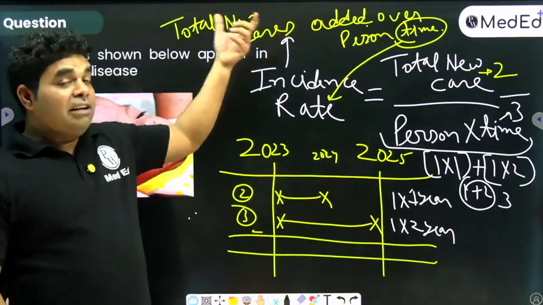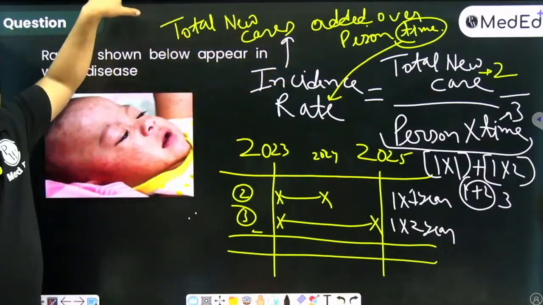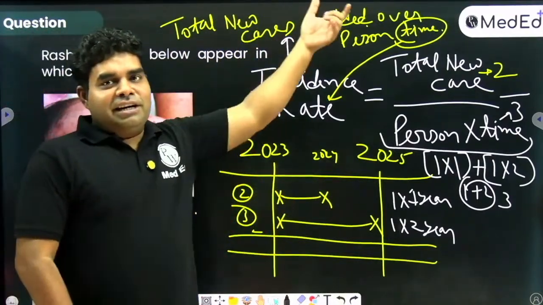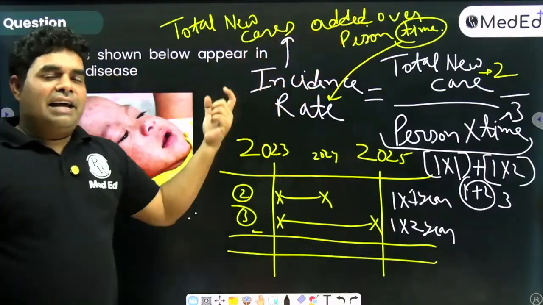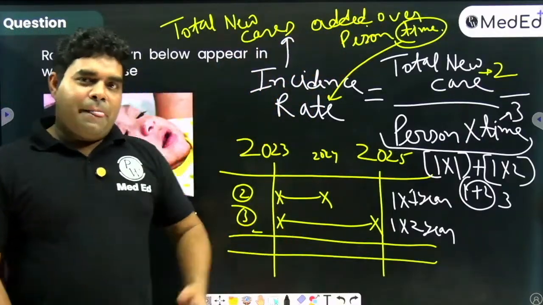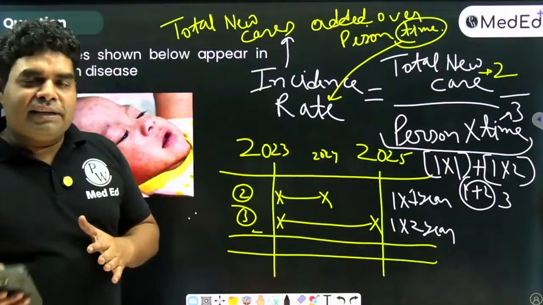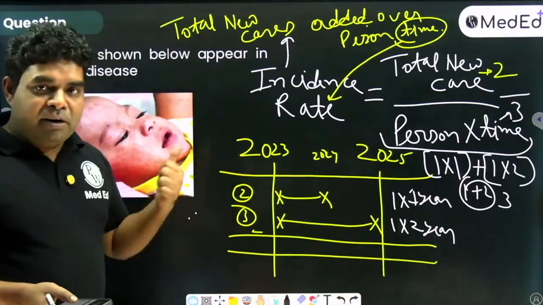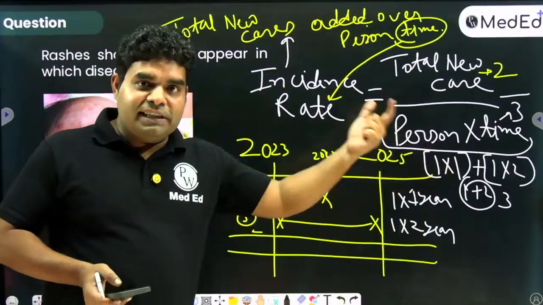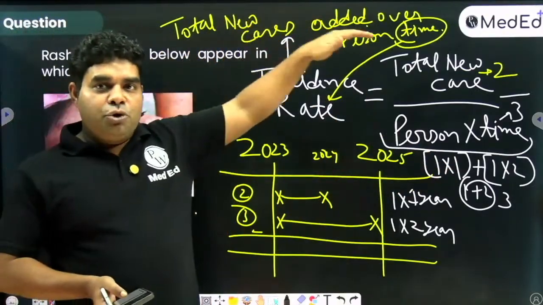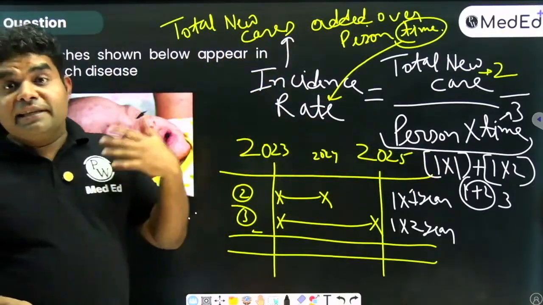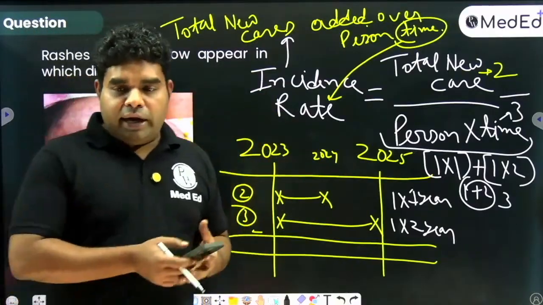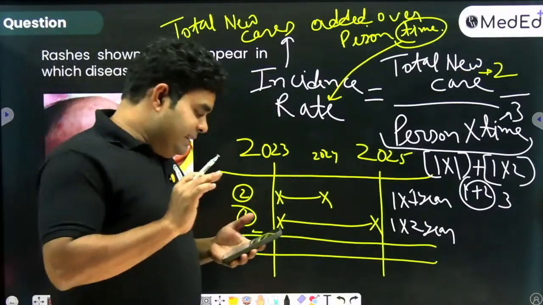Plus if they ask the definition which they have already asked one time, that total new case added over person time is known as, so whenever the definition has the time word in it, answer will become incidence rate. Okay. So now we know the formula of incidence, incidence rate and prevalence, all three things. Prevalence is incidence into duration of disease. Incidence rate is new case by person into time. And incidence means new cases by population at risk. I hope you will remember all the three things separately.